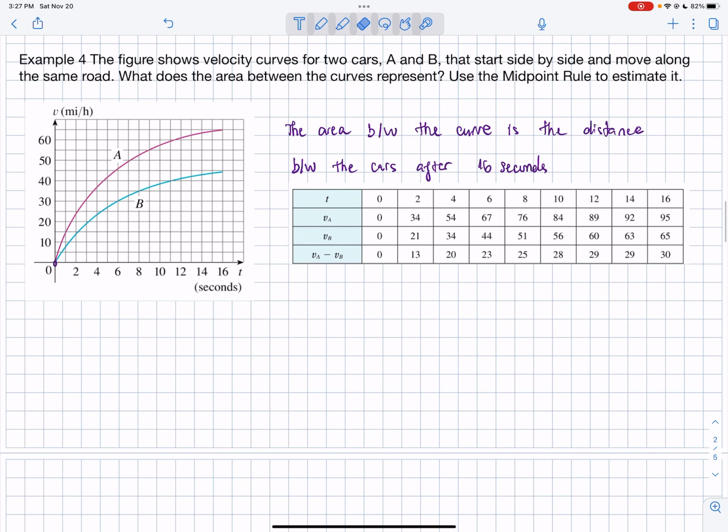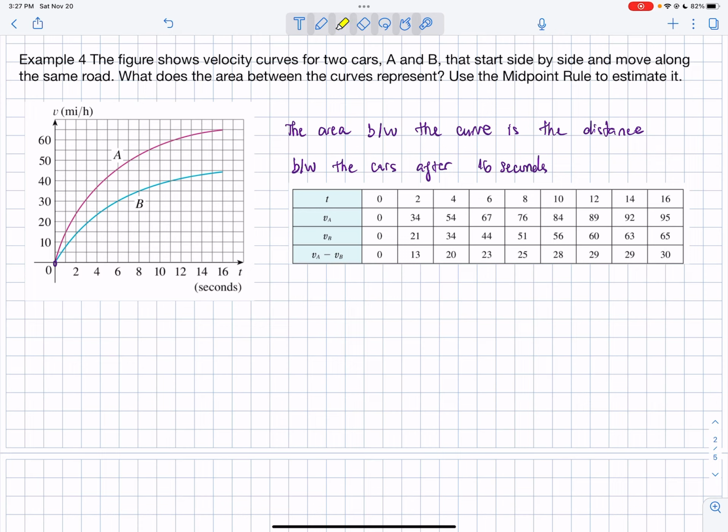Example number 4. The figure shows velocity curves for two cars A and B that start side by side and move along the same road. What does the area between the curves represent? Use the midpoint rule to estimate it.